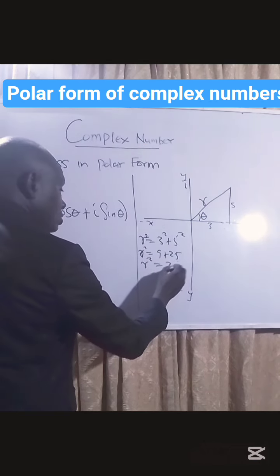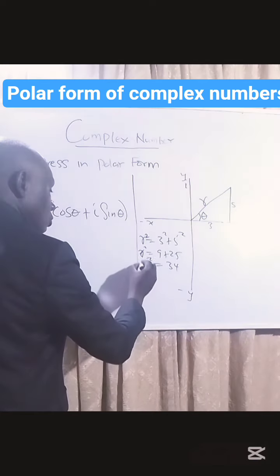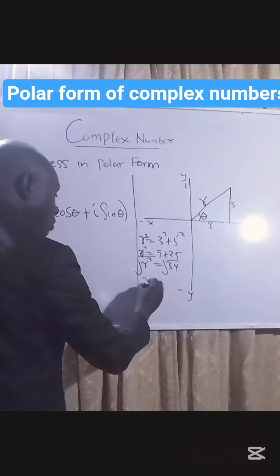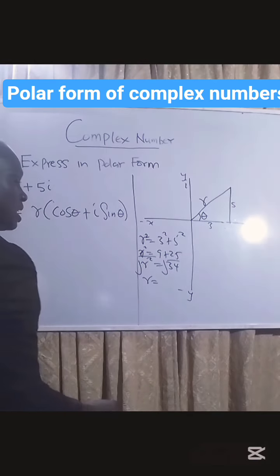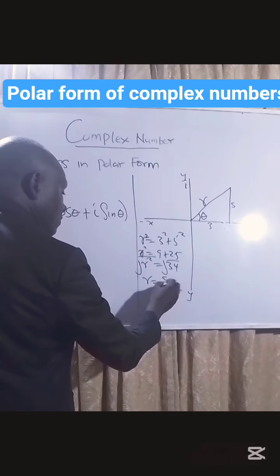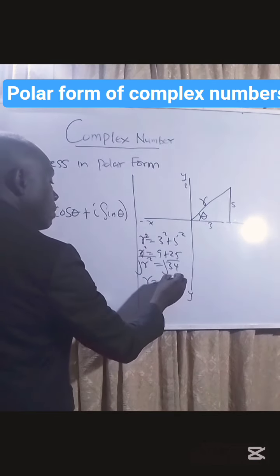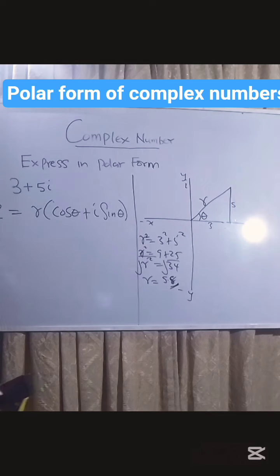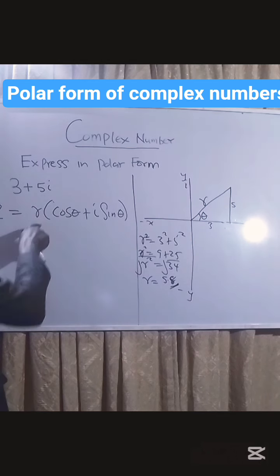r square is equal to what? 34. So taking the square root of both sides, r will be equal to the square root of 34, which is about 5.8. Okay, so our r now will be about 5.8. So we have gotten the value of r.